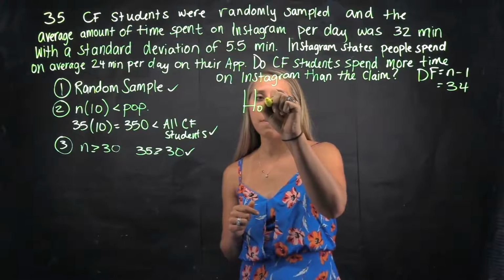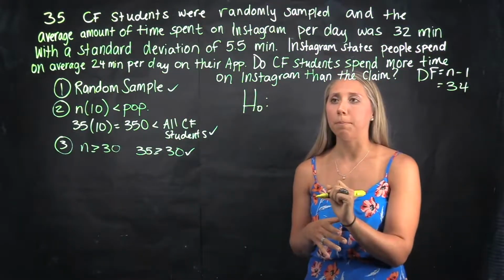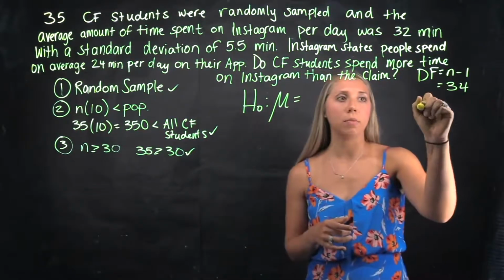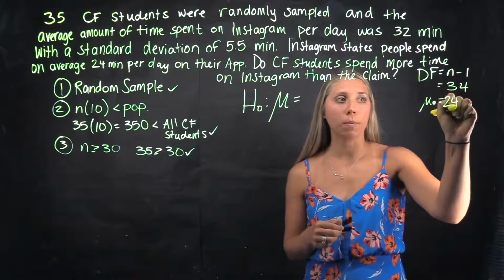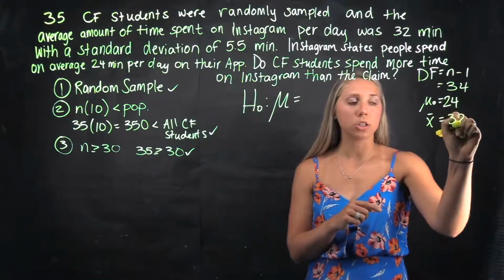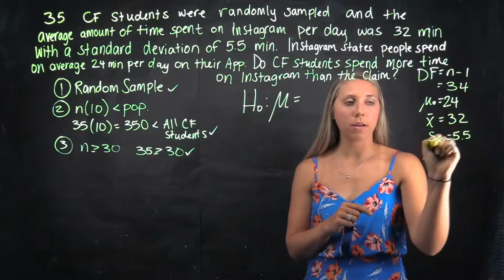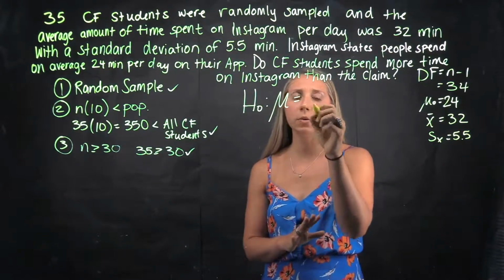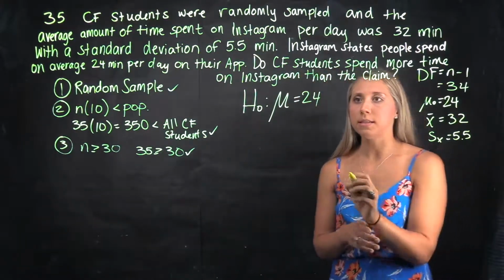So this is our hypotheses. In a set of hypotheses for a mean, we're going to use mu. So mu equals the claim, which mu naught is what we're going to call our claim here, which is 24 minutes. Remember that x bar is the sample mean, which is 32 minutes, and sx is the standard deviation, which is 5.5 minutes. So just to have those ready to go. But mu equals the claim number is what we're going to go with in our hypotheses.